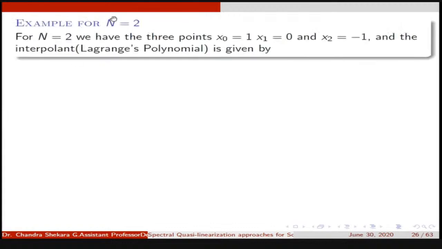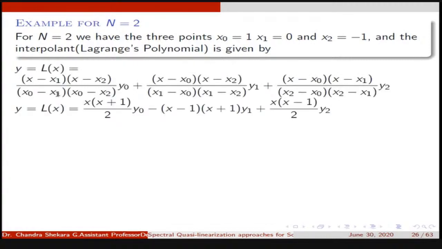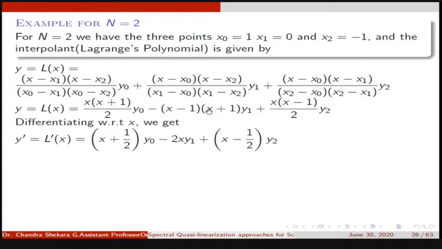I'll take one more example. For n is equal to 2, the interval minus 1 to 1 we can divide into 3 points, because it will have two subintervals. So the points will be x naught is 1, x1 is 0, the midpoint, and x2 is minus 1. Then if we interpolate this using Lagrange's interpolation polynomial, we get y is equal to L of x. This is the Lagrange's interpolation polynomial. Now if we differentiate it, we get y dash like this.